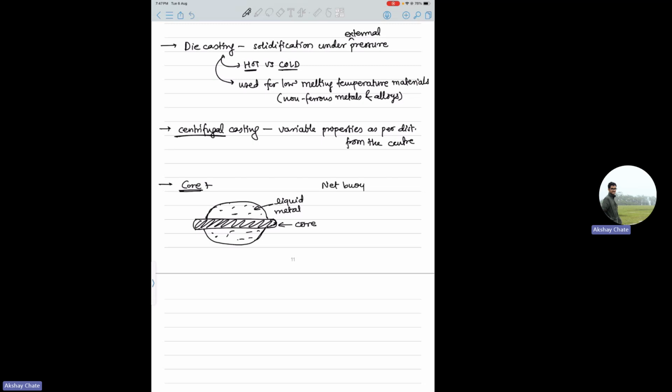So the net buoyancy force experienced by the core is given as (rho m minus rho c) times V times g. Here rho m is the density of the molten liquid, rho c is the density of the core, V is the volume of the core, and then you have g. Sometimes they ask these types of simple questions also.